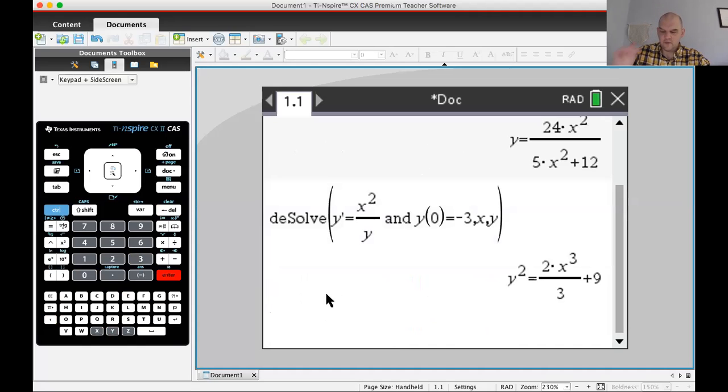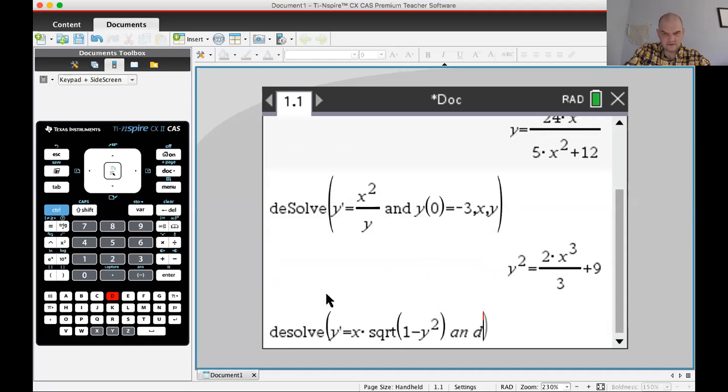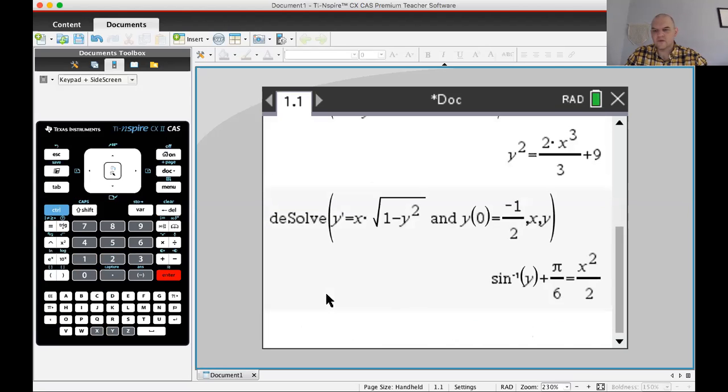So I get this, but you have to solve, and then you have to choose. So you choose the negative square root. So we got that one. DE solve y prime equals x times the square root of 1 minus y squared, and y of 0 equals negative 1/2, comma x comma y.